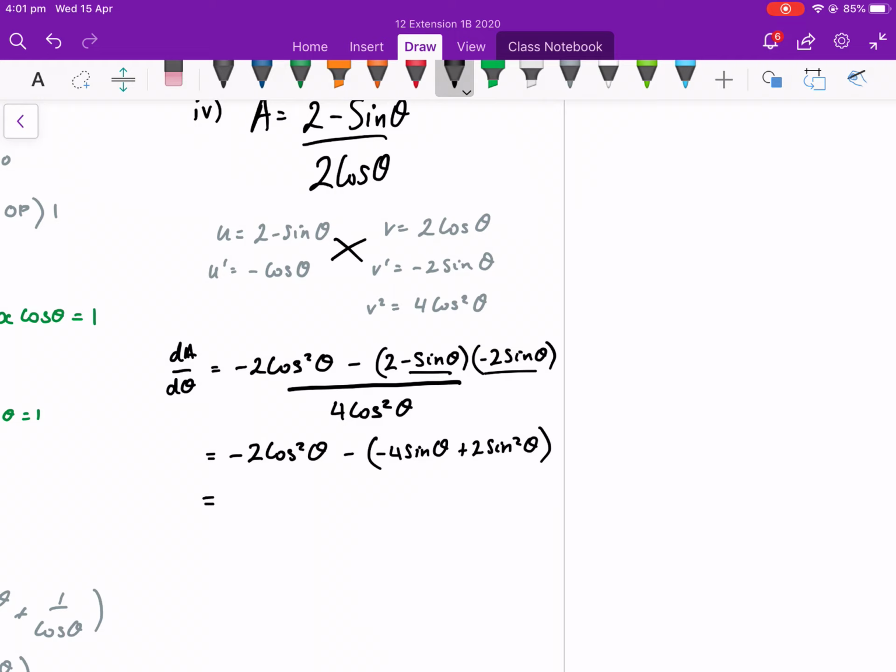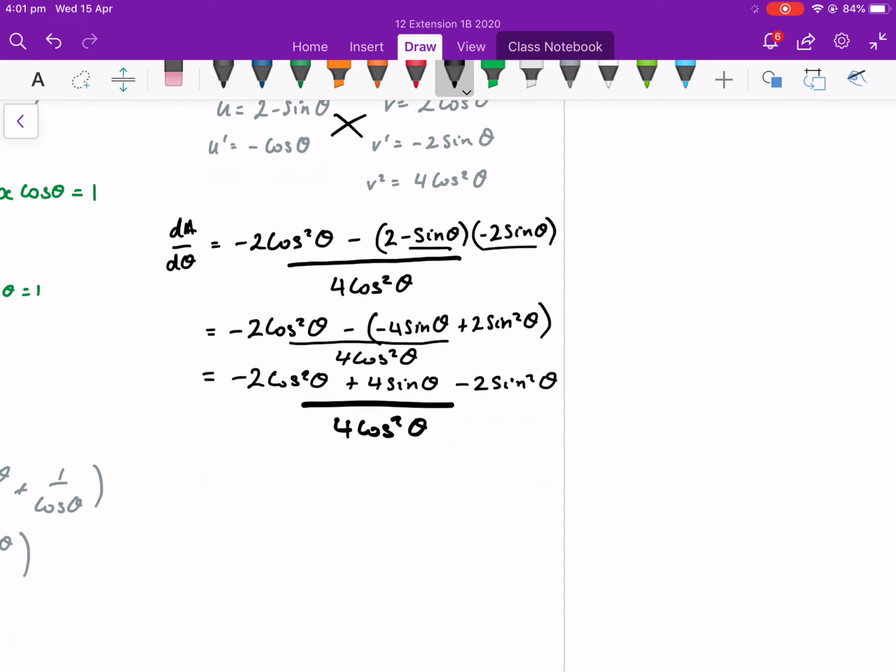So what we end up with now is, all over v squared, 4 cos squared theta: negative 2 cos squared theta. Negative times a negative 4 sine theta is plus 4 sine theta. Negative times 2 sine squared theta is negative 2 sine squared theta. All over 4 cos squared theta. And again, we can just rearrange this. Now notice we've got a cos squared theta and a sine squared theta, both got negative 2 out the front.